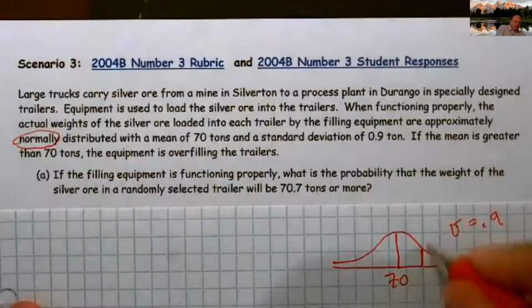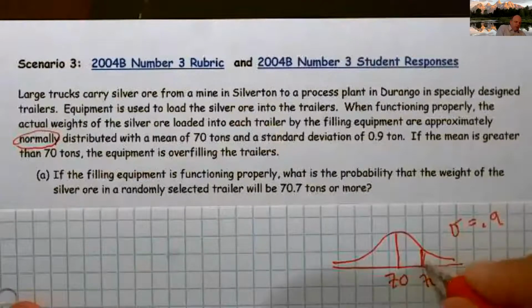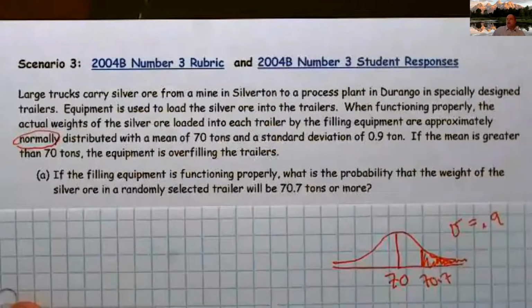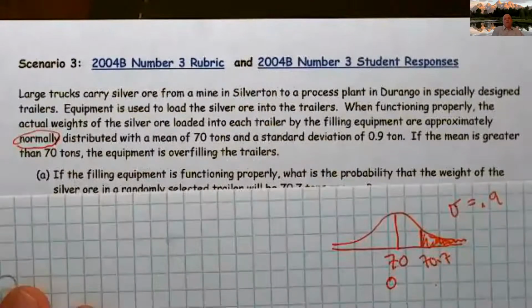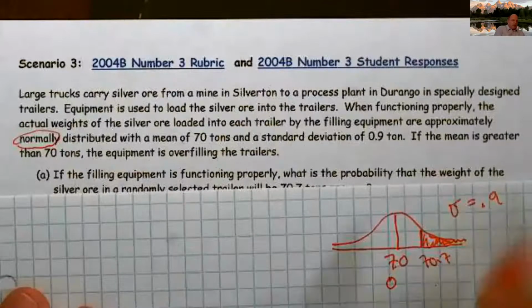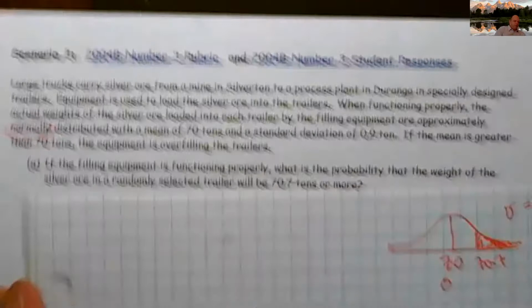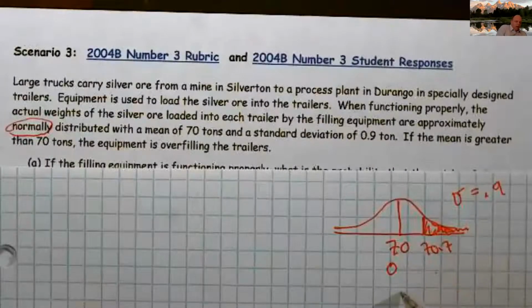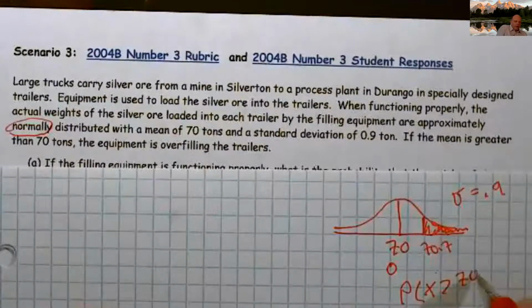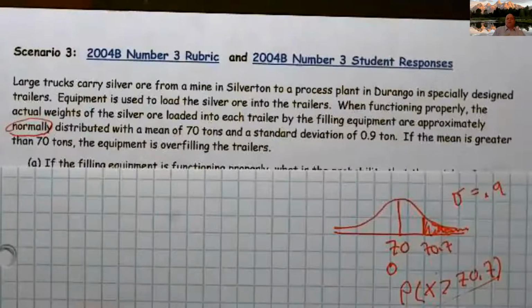So this tells me right here that I'm looking at 70.7, and I'm looking for this upper area. My z-score associated with the mean is 0, okay? So I always draw that picture to figure out what I'm looking for. I should write one other thing first. I'm looking for the probability that I would get an X value greater than 70.7. At this point, we're not requiring you to write your probability with that statement, but that's what we're looking for.